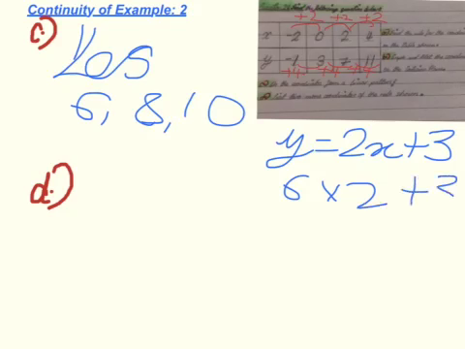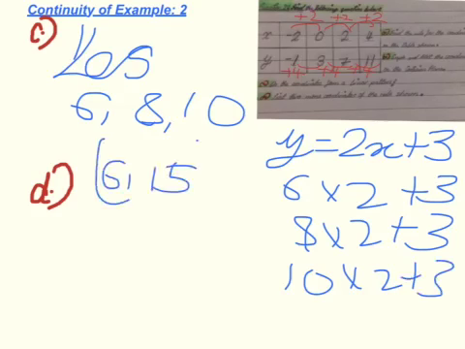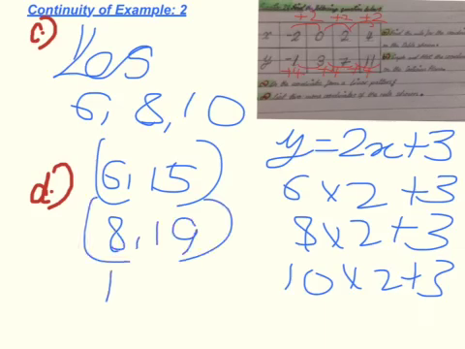The x values will be 6, 8, and 10. So 6 times 2 plus 3, 8 times 2 plus 3, and 10 times 2 plus 3. 6 times 2 is 12, plus 3 is 15. So 6 and 15, 8 and 19 as the second one, and 10 and 23 as the last but not the least one.